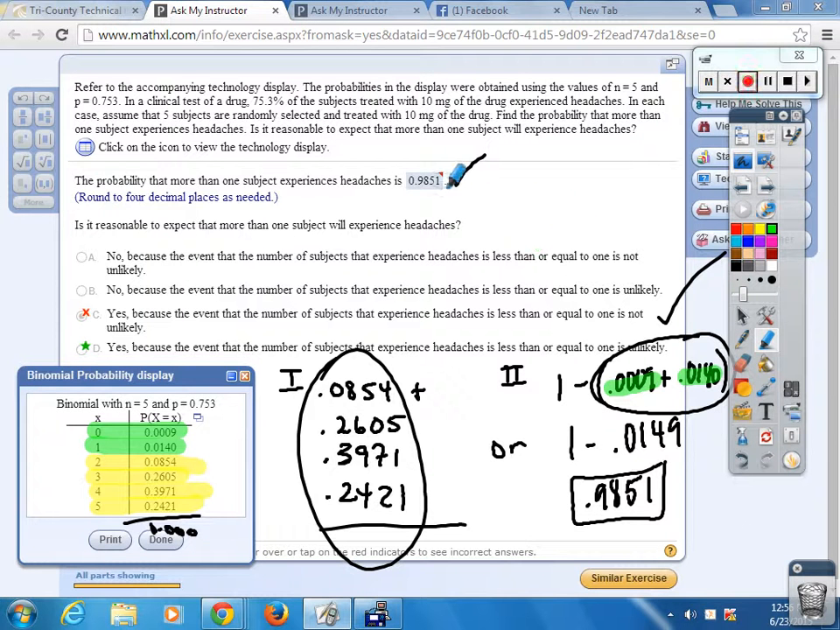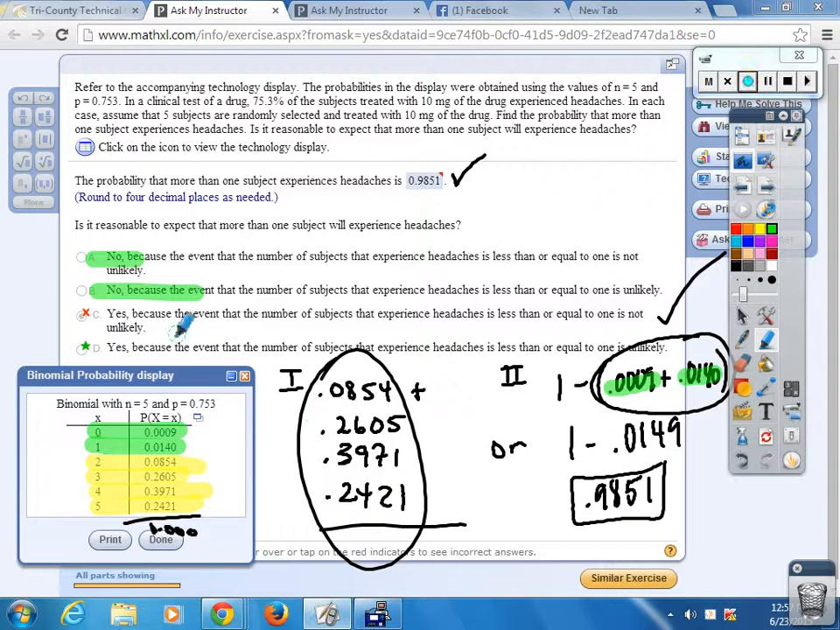All right, now, what does it say? The probability that more than one subject experiences headaches is 99%. So what can you ascertain about this study? That if you don't take at least 10 milligrams of the drug, you're going to get what? You're going to get a dang old headache. So the answer is going to be yes. But let's see what our choices are. So that one's not it, and that one's not it.